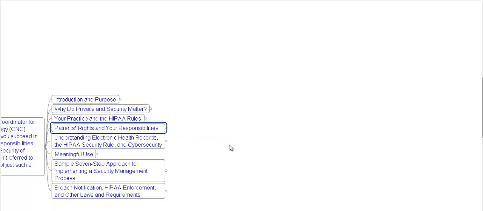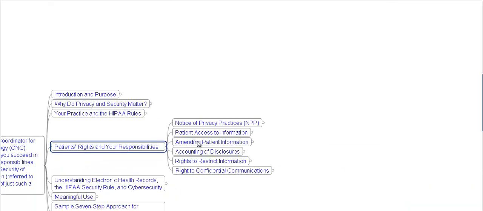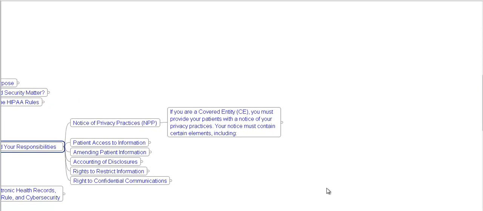Now let's see the next topic, patient rights and your responsibilities. Notice of privacy practice, NPP. If you are a covered entity, you must provide your patient with a notice of your privacy practice.